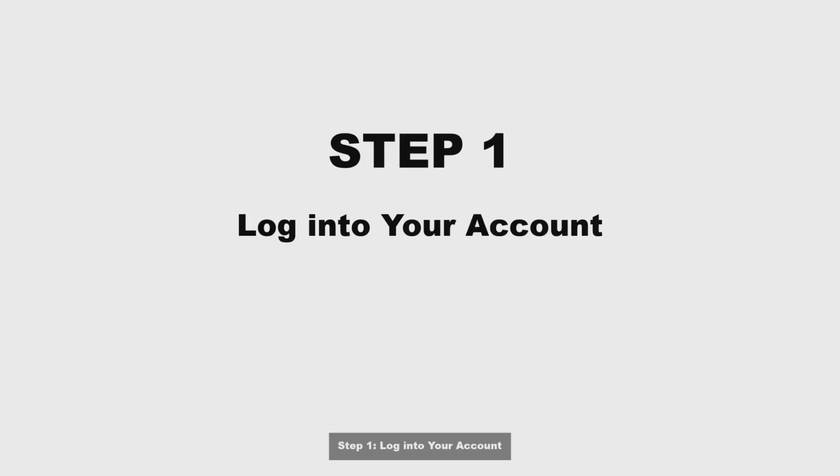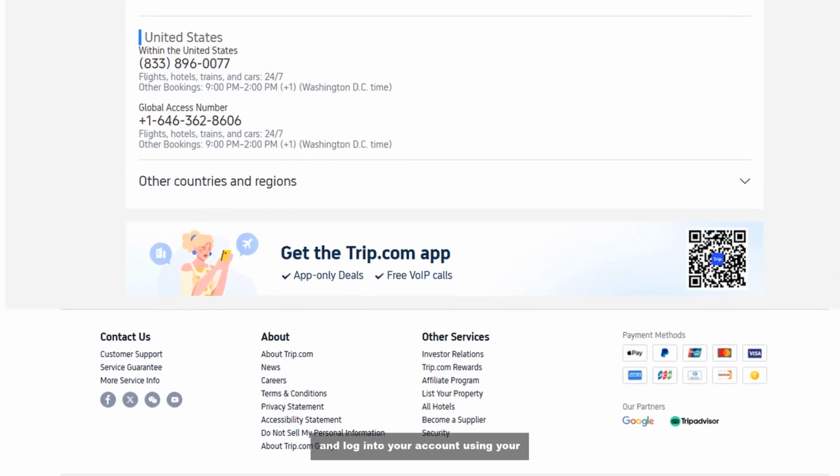Clearing your search history on Trip.com can help maintain your privacy and provide a fresh start for your travel planning. Follow these steps to remove your search history. Step 1. Log into your account. Visit the Trip.com website or open the app and log into your account using your credentials.